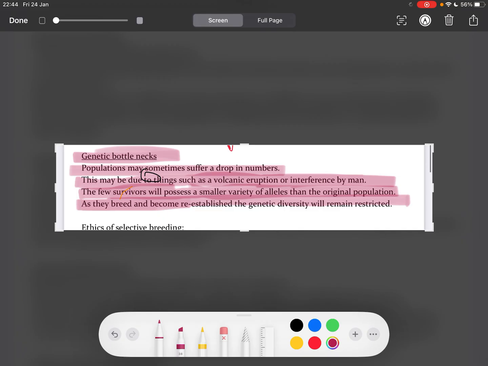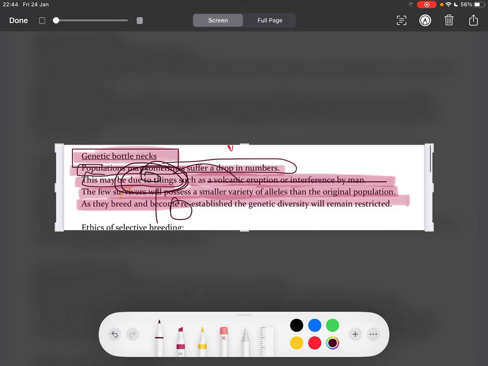What is that? Genetic bottleneck. Basically, when the population sometimes suffers a drop in number. This may be due to things such as a volcanic eruption and interference by man.